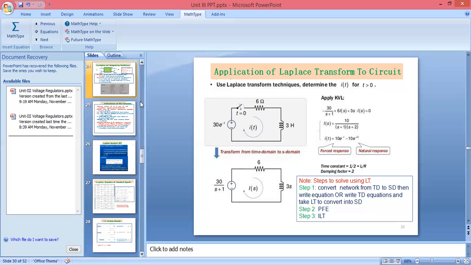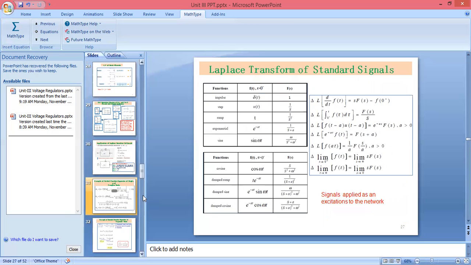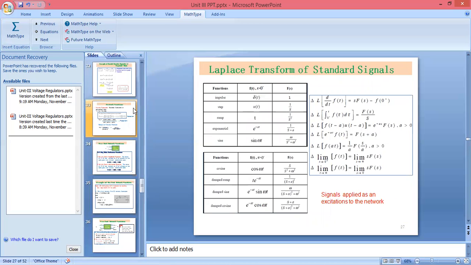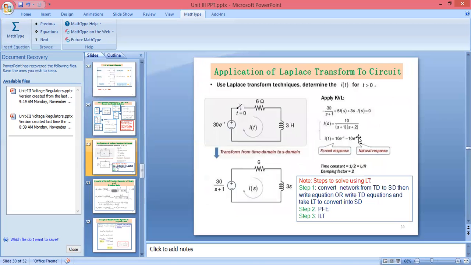So firstly, we are supposed to study this thing. If you understand this, only then will you get how to solve. You can see here 1 upon s plus a, if it is in the frequency domain, you can write in the time domain e to the power minus at. So I am using this formula and solving that question. So here you will get 10 e to the power minus t minus 10 e to the power minus 2t.